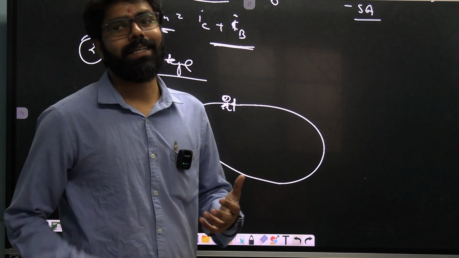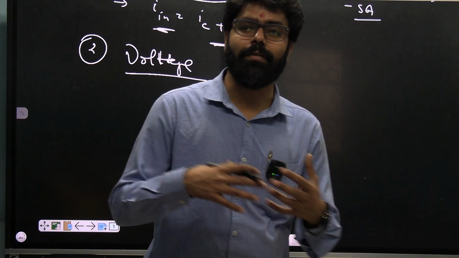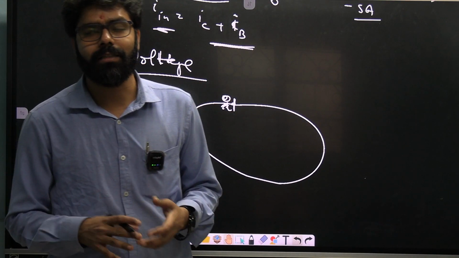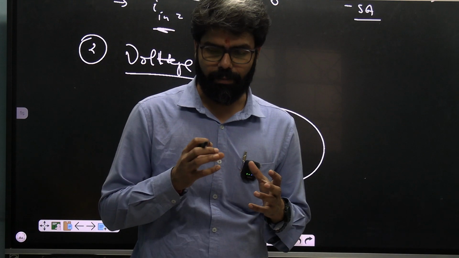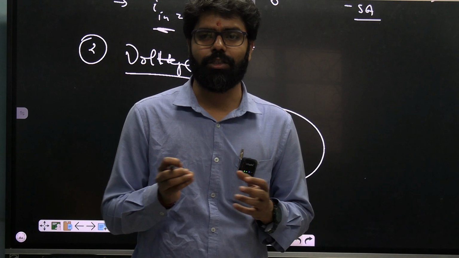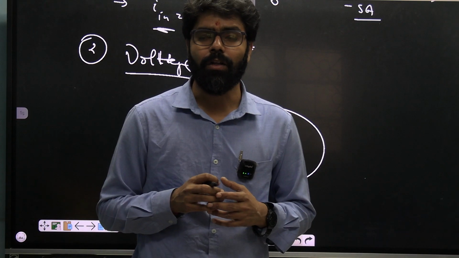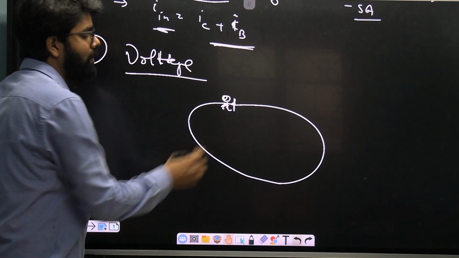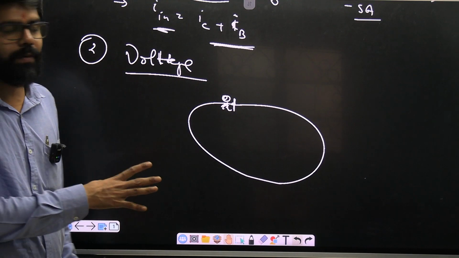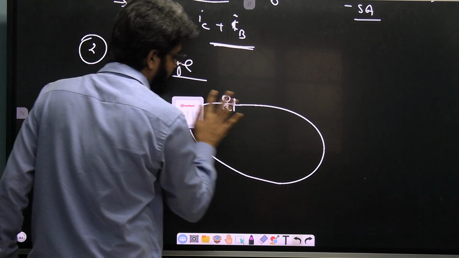Also, since the electric force is a conservative force, when some charge returns to its initial point, there is no position difference between the initial point and the final point. So the total work done would be 0. That means the sum of the total potential differences must be equal to 0. On the basis of that, this voltage law acts.